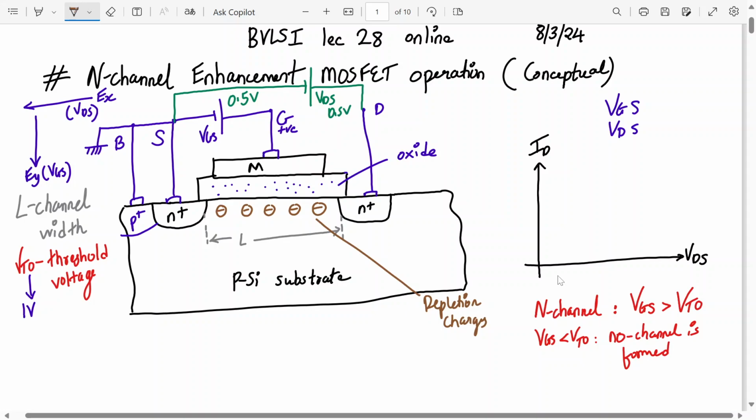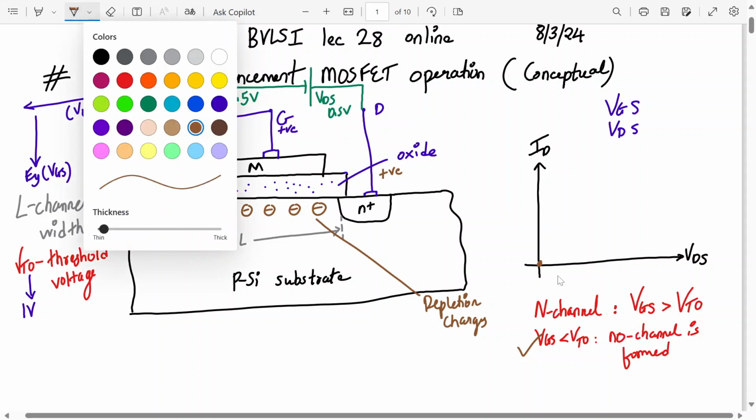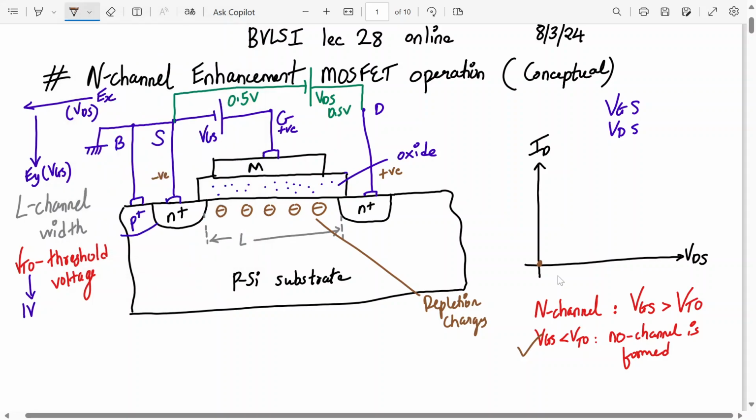So in this case, my channel is not formed, so no N channel is formed. So even if I apply any gate voltage, and we apply positive voltage to the drain with respect to the source terminal, no current can flow in the device. So where is my ID point? ID point is over here. Did you get it? ID point is at 0, 0.